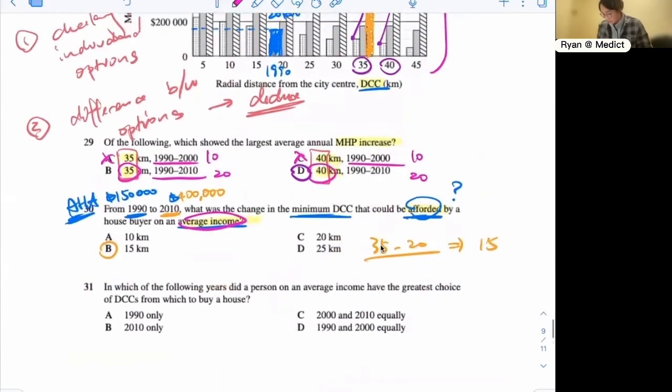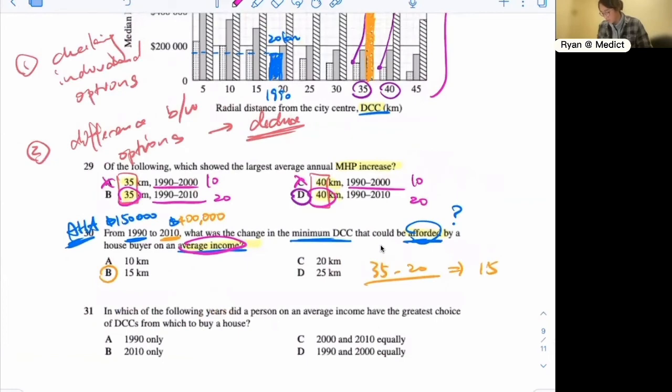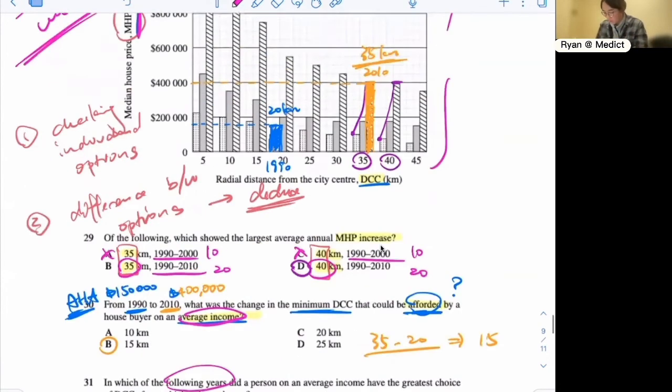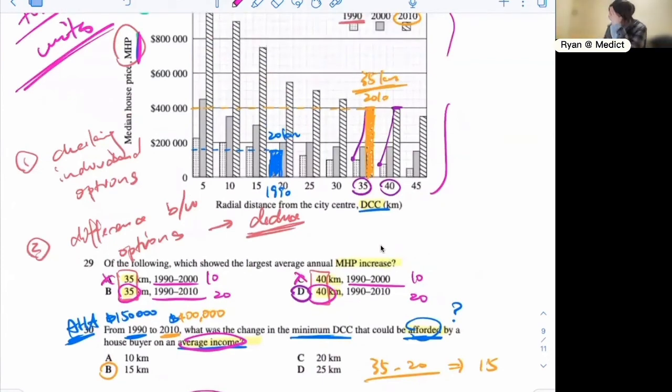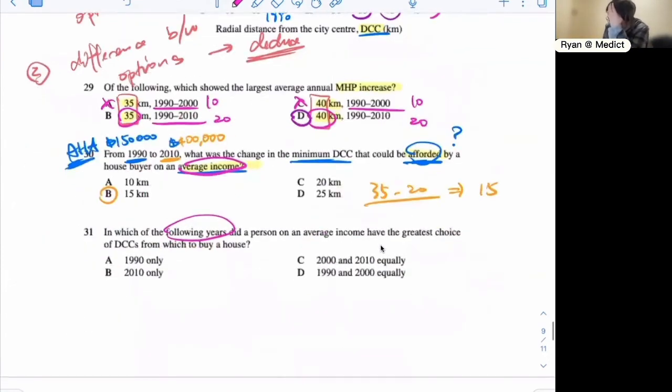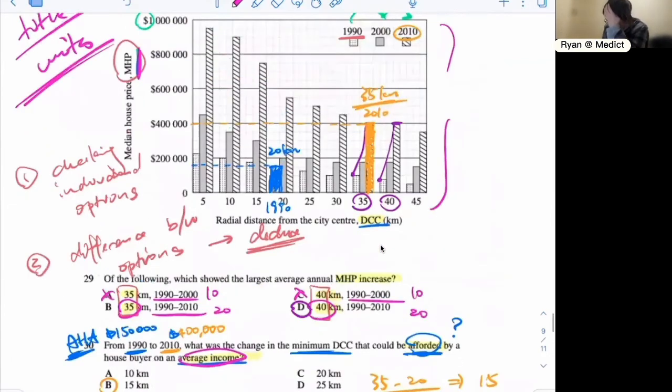31. Which of the following years did a person on an average income have the greatest choice of DCCs from which to buy a house? So what it's asking us is which year, right? Let's think about this. For 1990, the AHA, which is the affordability, so they can buy a house means they can afford it. So that is alluding to AHA. And in the 1990s, AHA is $150,000. And that's this line over here.